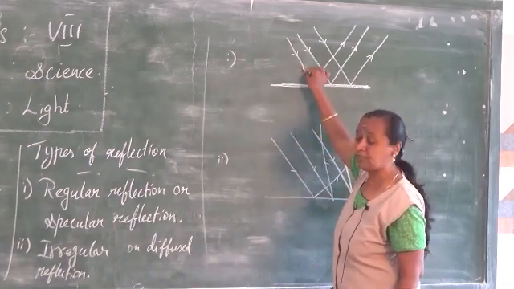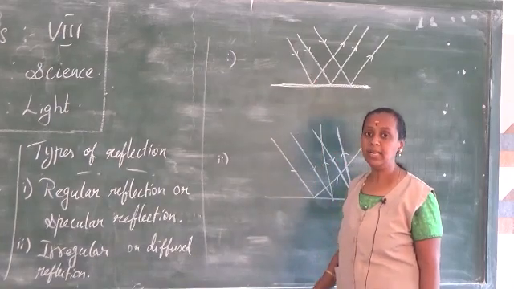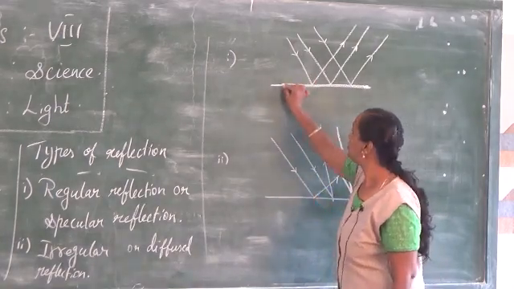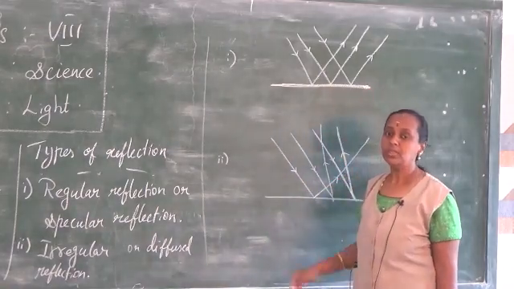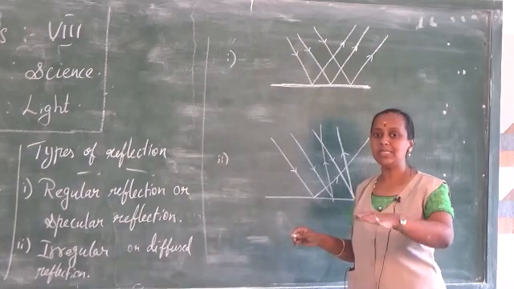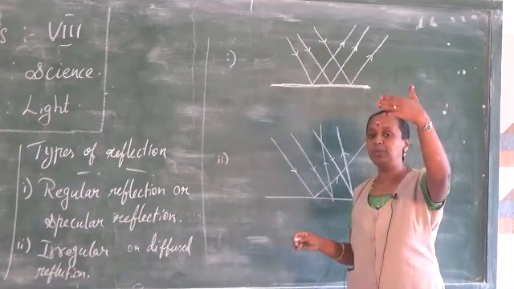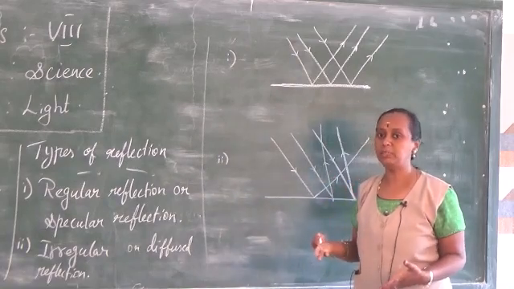Here the laws of reflection are also obeyed. In this case, the laws of reflection are obeyed by the light rays. At a smooth surface, it forms a regular reflection. This type of reflection can be seen when light falls on still water. You can see the mountains, which is very clear. The image will be very clear.